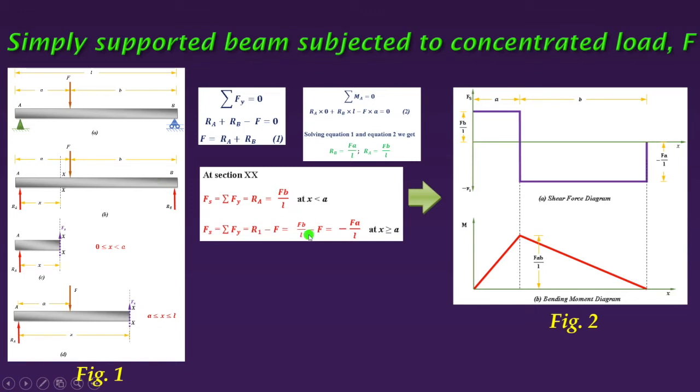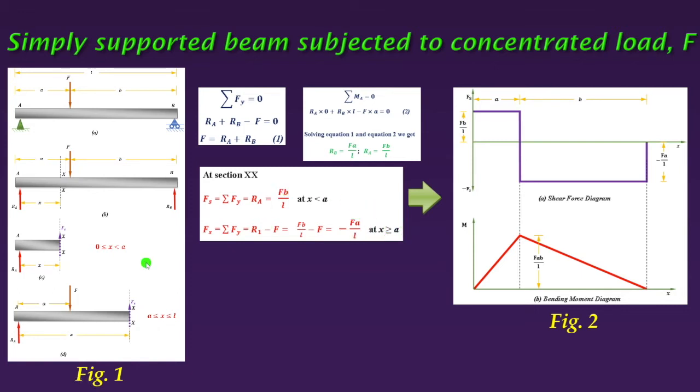Now from these two equations, in both cases the value of shear force is constant. Here Fb by L is constant, which means you get a horizontal straight line, because the shear force is not a function of x. So it is a horizontal straight line with slope 0, and here also the slope is 0, but the magnitude is not the same. The magnitude is minus Fa by L.